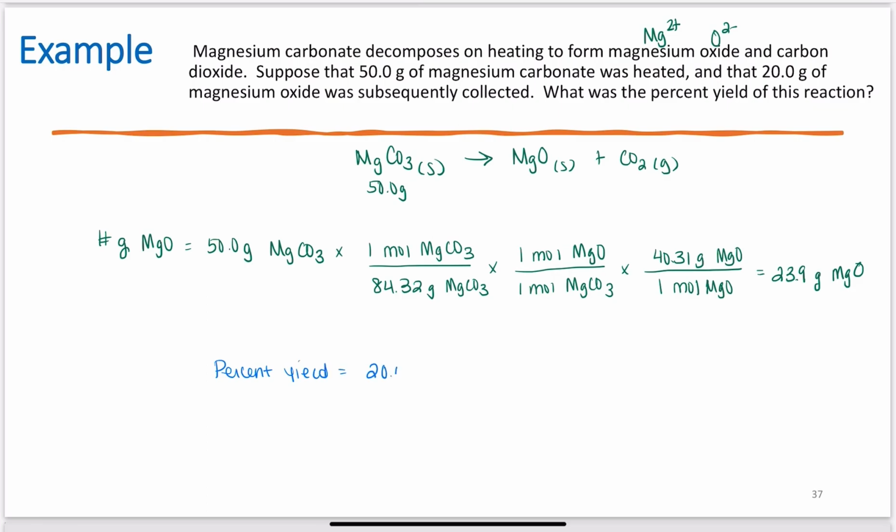So again, your actual yield, 20 grams, divided by your theoretical yield, 23.9 grams, times 100%. Each number here has 3 sig figs. The 100 is an exact number, so it doesn't limit our sig figs. And we get 83.7% as our percent yield.